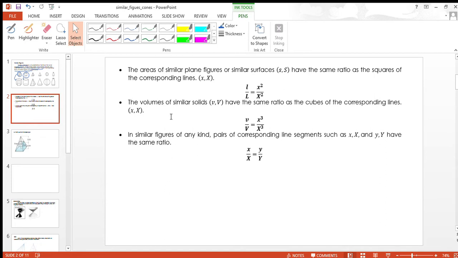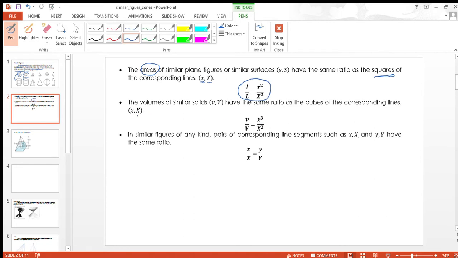The areas of similar plane figures or similar surfaces, okay, small s and big S, so small s is for the smaller figure, big S is for the bigger figure, have the same ratio as the squares of the corresponding lines x and X. We are looking at areas, you can now get some lines on those figures, but you have to square also the ratio for that. That's why you now have this relationship.